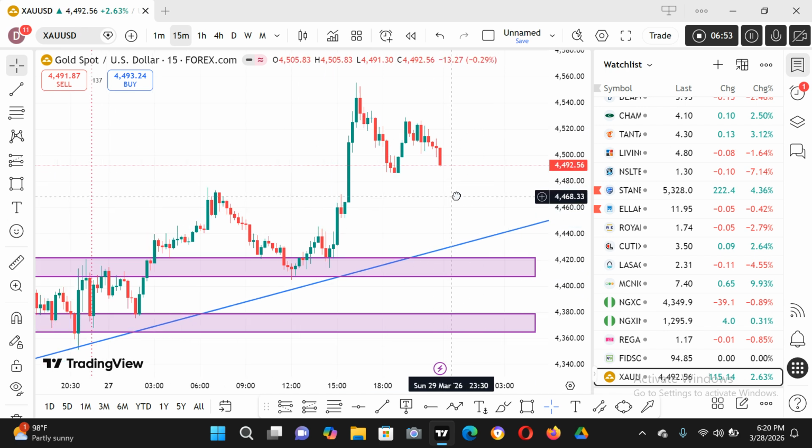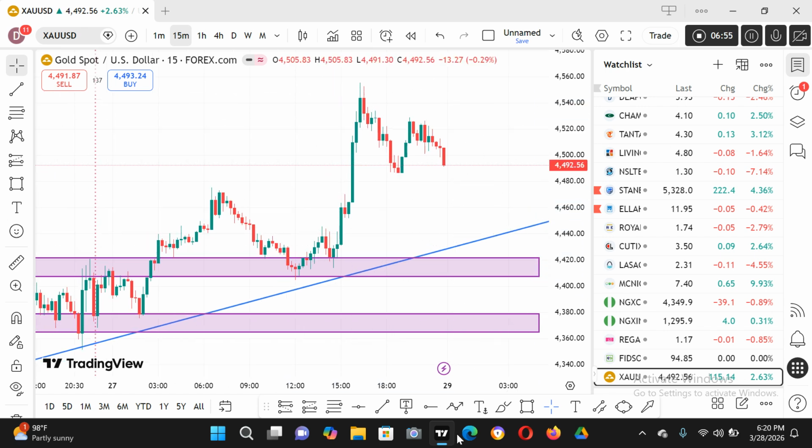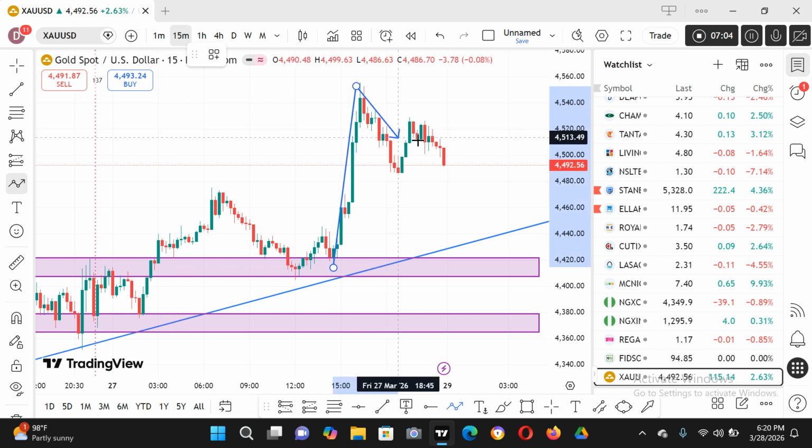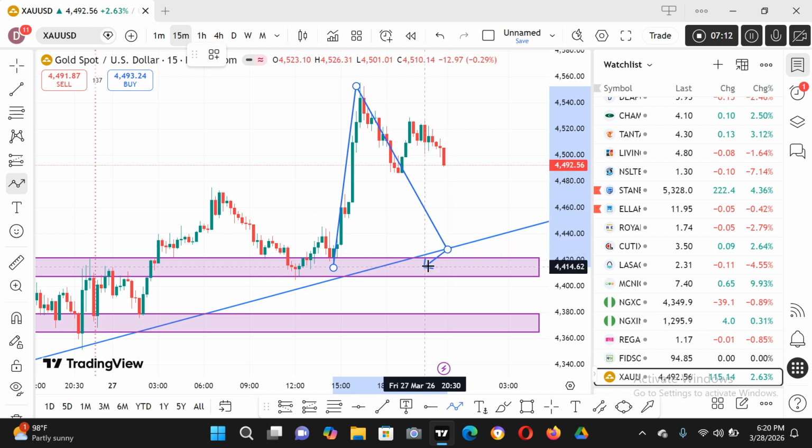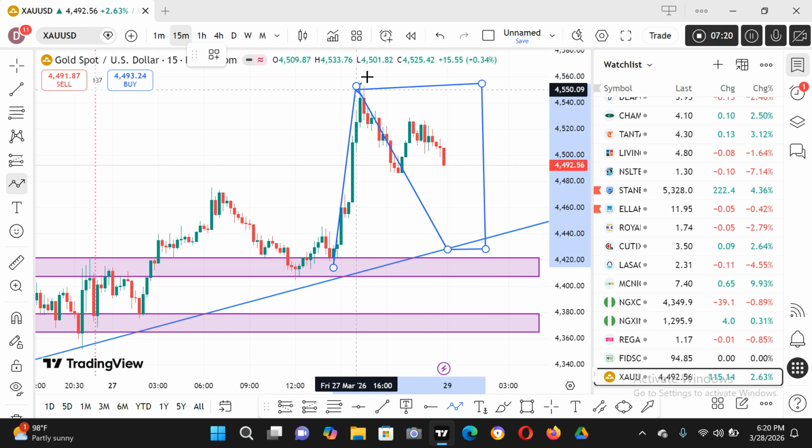So this is our aggressive move, like I said, using my strategy. This is the correctional move that we are waiting for to come back and touch the trend line here. And then we place our trade from here to target here.